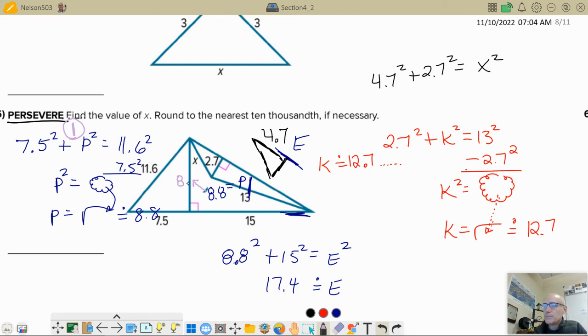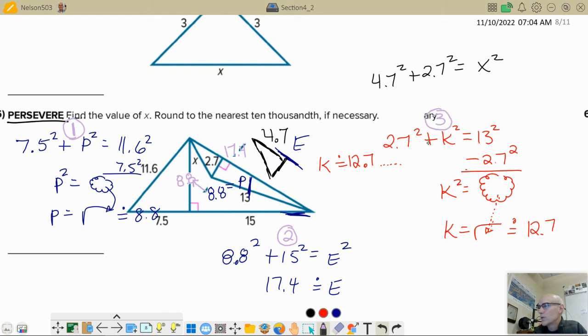I'll just write it again. All right, that's after we did the Pythagorean theorem. Then we did the Pythagorean theorem down here to find this side over here. So E came out to be 17.4. All right, so this was Pythagorean theorem number 2 right there. And then after we did that, we did Pythagorean theorem on this triangle. So we did 2.7 and 13. So here is Pythagorean theorem number 3.